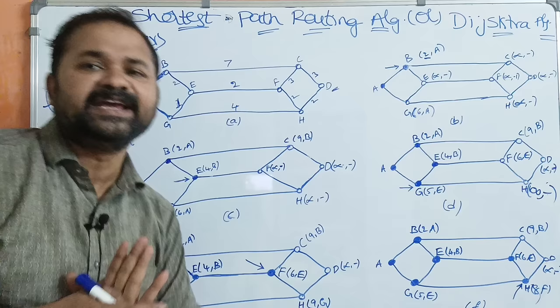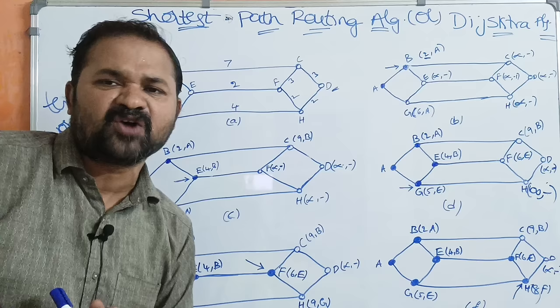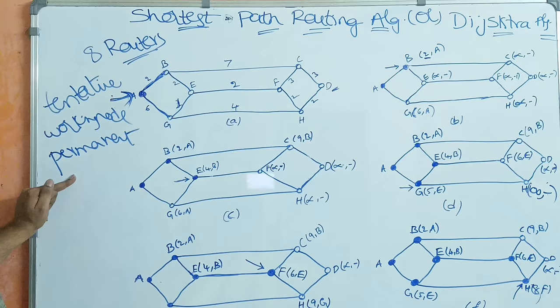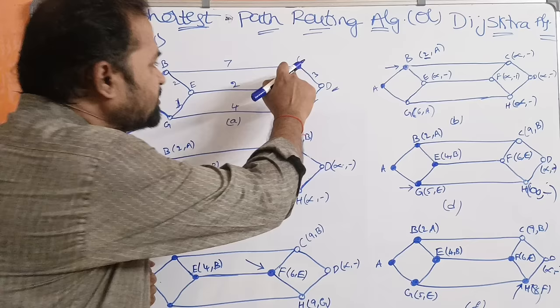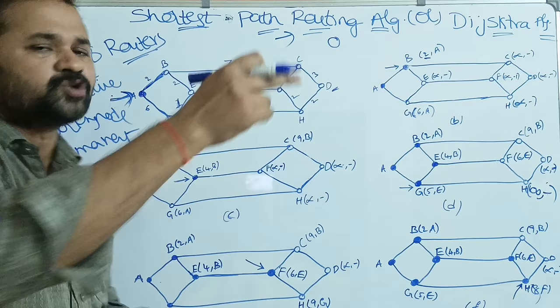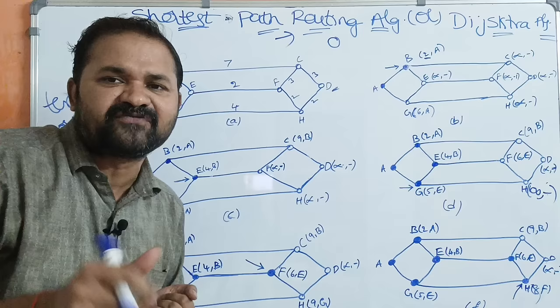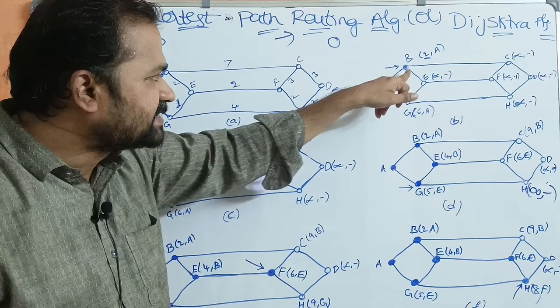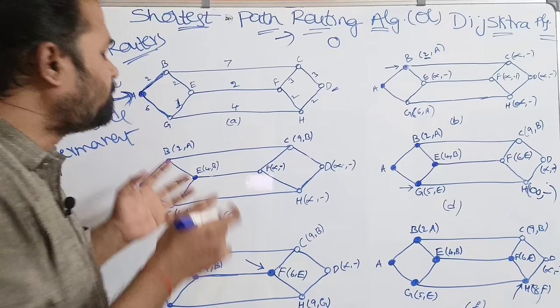Here we have 3 types of nodes. The first is the tentative node, the second is the working node, the third is the permanent node. A tentative node is represented by a hollow circle. So C is a tentative node, D is a tentative node. This hollow circle is nothing but a tentative node. Whereas the current working node is represented by an arrow before the circle. If you observe, in every graph we will have one current working node. Here A is the current working node, in this graph B is the current working node, in this graph G is the current working node, likewise. And the permanent node is represented by a solid circle.